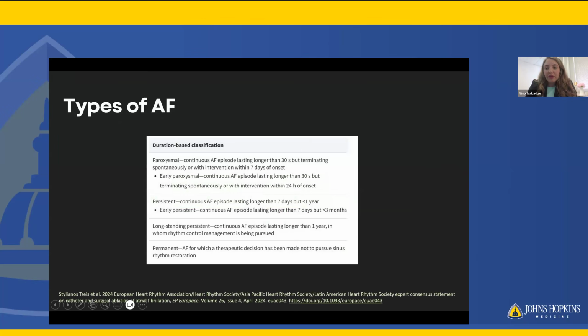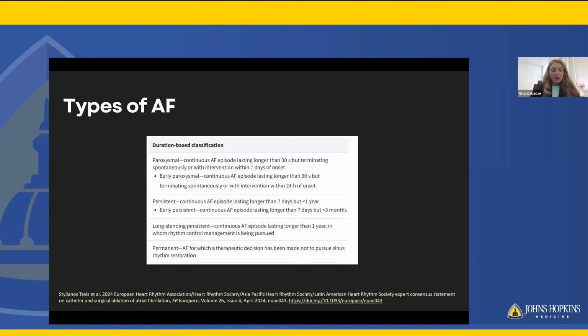So, types of atrial fibrillation. Atrial fibrillation types are paroxysmal and persistent. Those are just fancy terms. Paroxysmal means atrial fibrillation that comes and goes, and every time it comes on, it lasts less than 7 days. And then it goes into persistent atrial fibrillation when atrial fibrillation lasts more than 7 days.